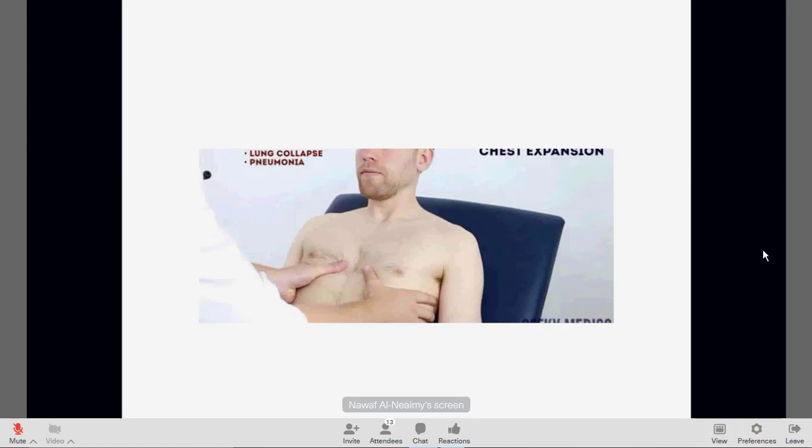Again, while the patient is lying, you will put your hands on the patient's chest. And of course this should be an exposed chest, it cannot be covered. So you put your hands on the patient's chest, roughly at the level of or just below the nipples. You will spread your fingers along the intercostal spaces. And regarding the thumbs, you make your thumbs meet in the midline.